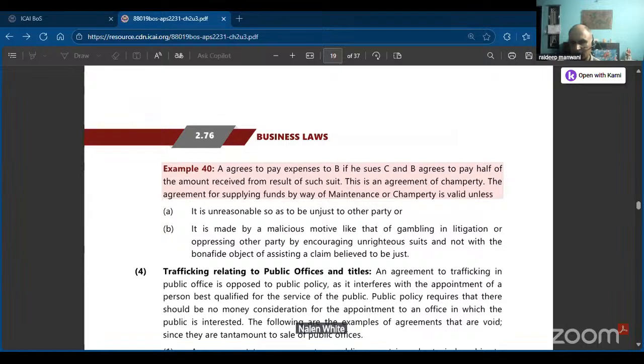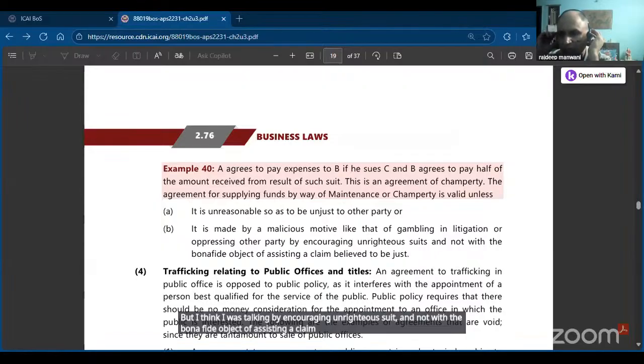Second point. It is made by a malicious motive, like that of gambling in litigation or oppressing the other party by encouraging an unrighteous suit and not with the bona fide object of assisting a claim believed to be just.